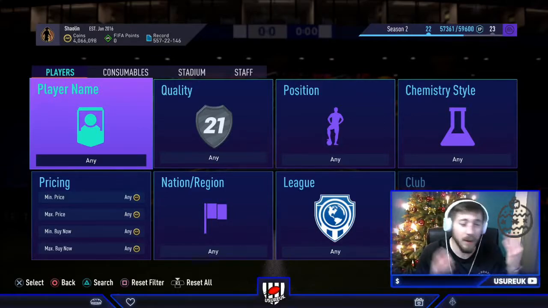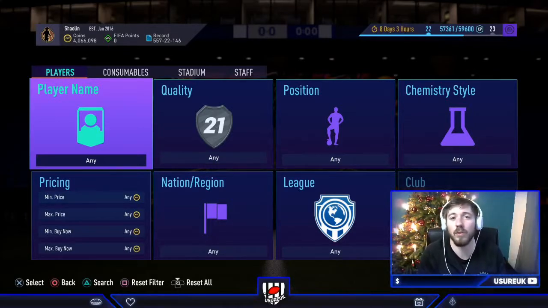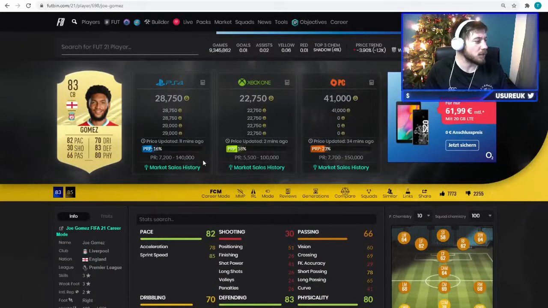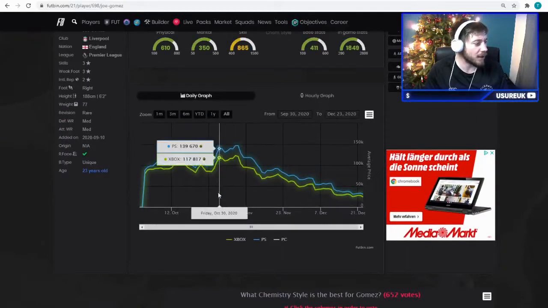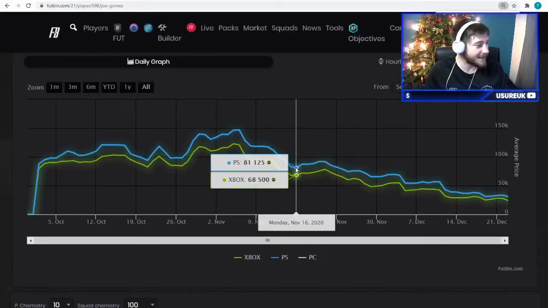So you don't want to buy when they're really high, because you'll end up selling when they're low, and then you'll lose coins that way, and you also lose 5% EA tax. So if we have a quick look over here at a meta player, that is Joe Gomez, used in many people's weekend league teams, competitive teams, we can have a look at his graph, and the trend is quite pronounced, to be honest. Monday, we've got Joe Gomez here at 81,000 coins.